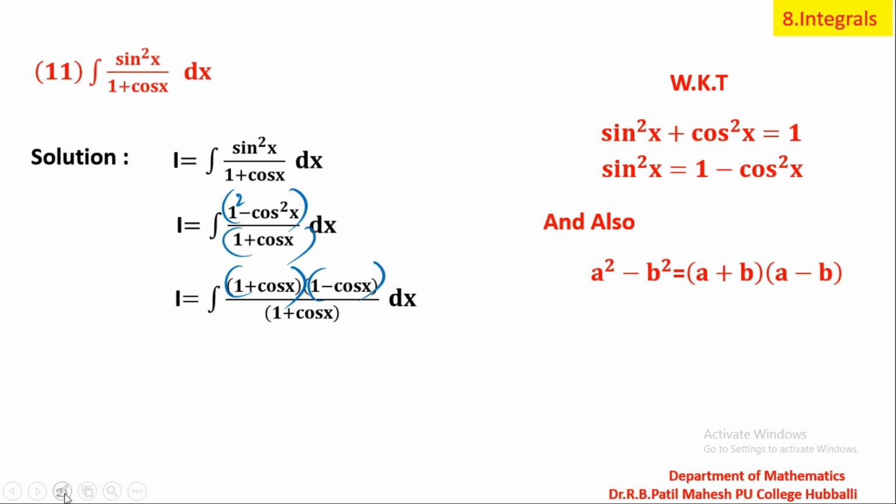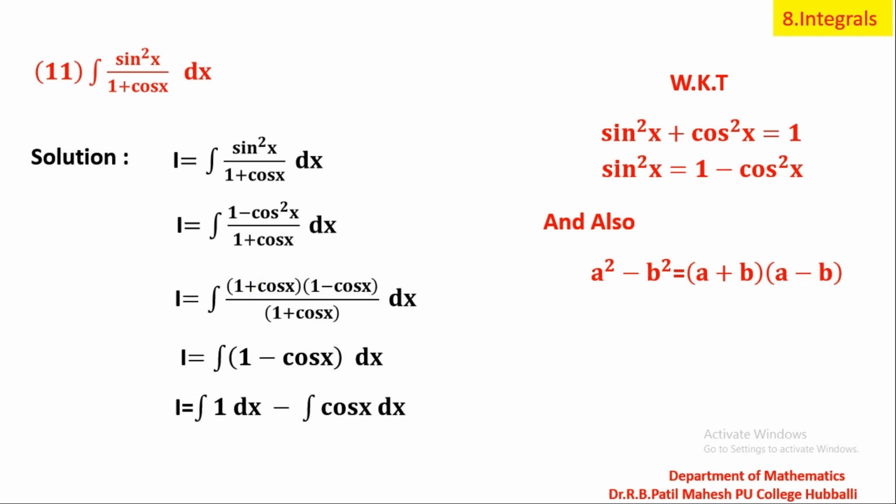Sir, why like this? Very simple. 1 plus cos x and 1 plus cos x get cancelled. So what is the remaining then? Only the integration of 1 minus cos x dx. See the cancellation? Therefore, integration of 1 and integration of cos x dx. Integration of 1 everybody knows, x. Integration of cos x, sin x. So x minus sin x plus c is the final answer.